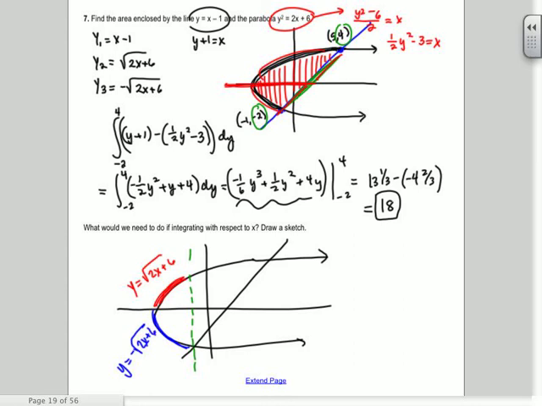All right, and then do you see on the other side of the green line what the top and the bottom are? The top would still be y equals the square root of 2x plus 6, but now the bottom changes to y equals x minus 1. So you basically have two integrals that you would add together. What x values would they go from? You'd have to find it, right?